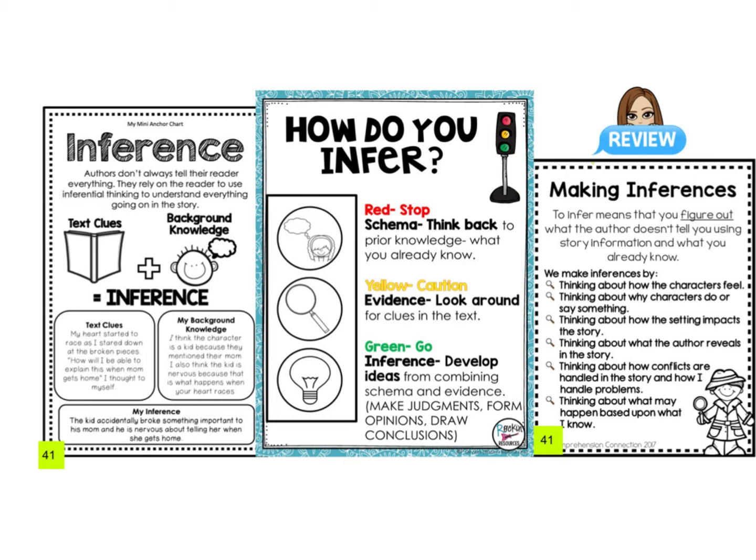Growing readers, first they stop and think about what they know or their schema. Then they move into caution where they look for clues in the text. We call that evidence. And then thirdly, they make their inference. So they create something new based on what they know and their evidence.